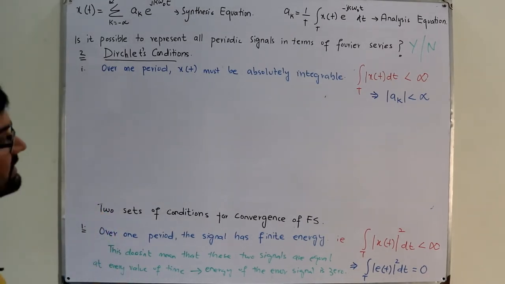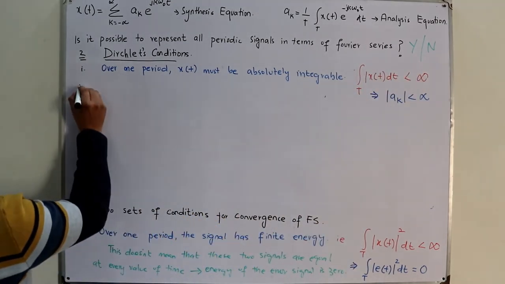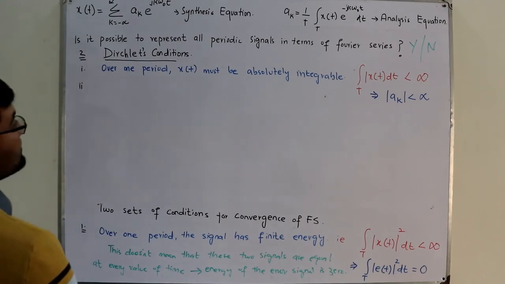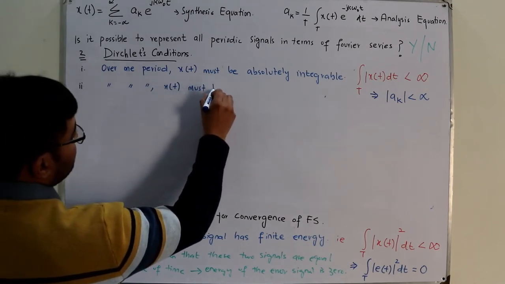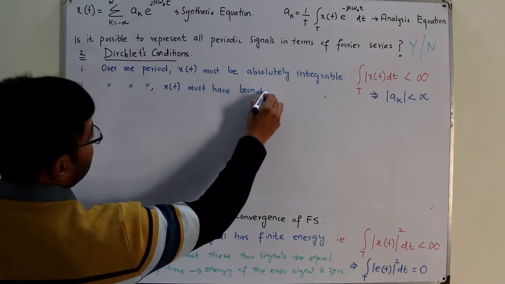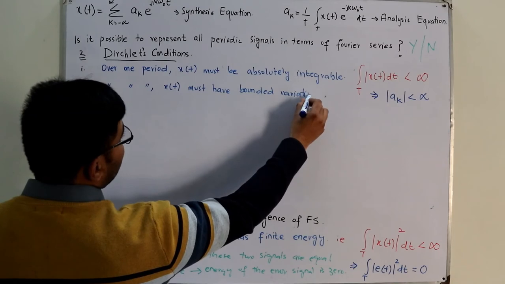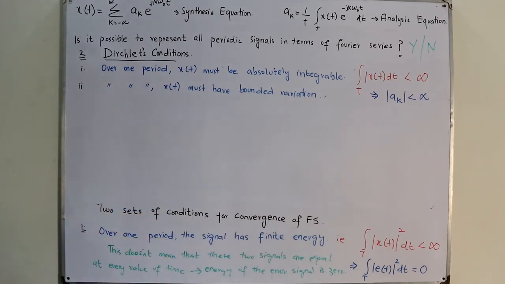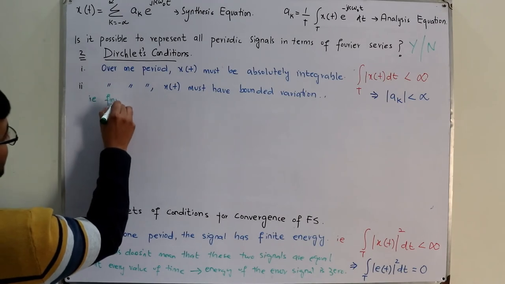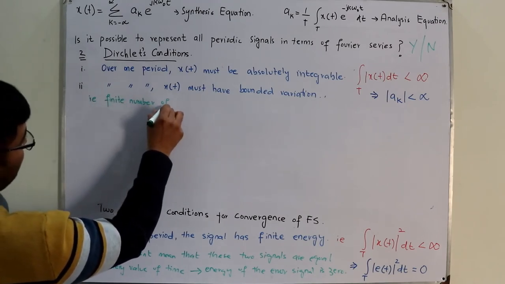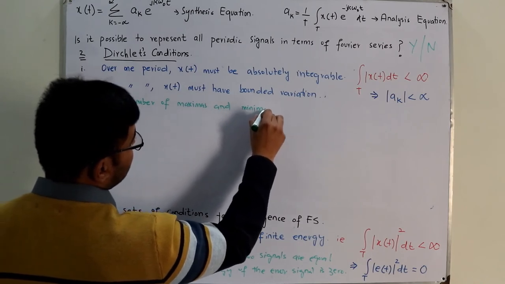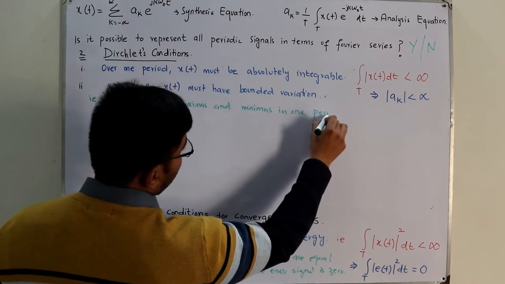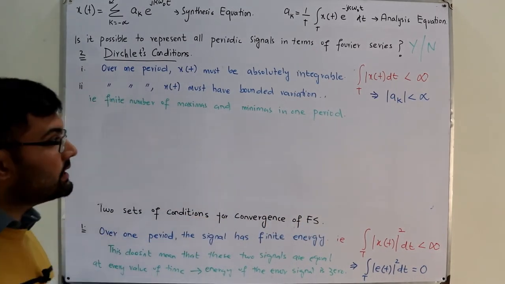The second condition, you could say, is the effect of this particular thing. The second condition is, again, over one period, x of t must have bounded variation. And bounded variation means that it should have a finite number of maxima and minima in one period. So that is the second condition. It is something easy to understand.